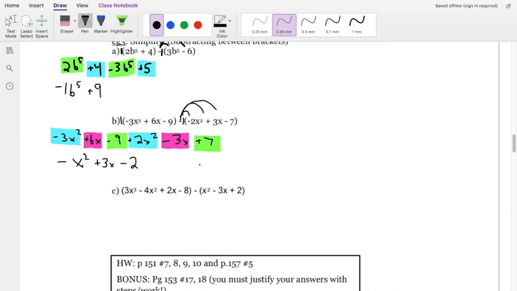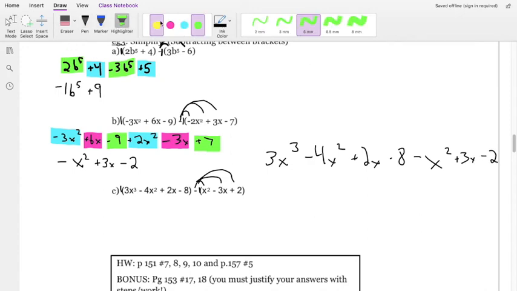Alright, so let's look at this one here. So, same thing, 1 in front of here, 1 in front of here. Positive 1, nothing changes. So we got 3x cubed minus 4x squared plus 2x minus 8. Now this is negative, so as I go in, everything's going to change signs. So we have minus x squared plus 3x minus 2.